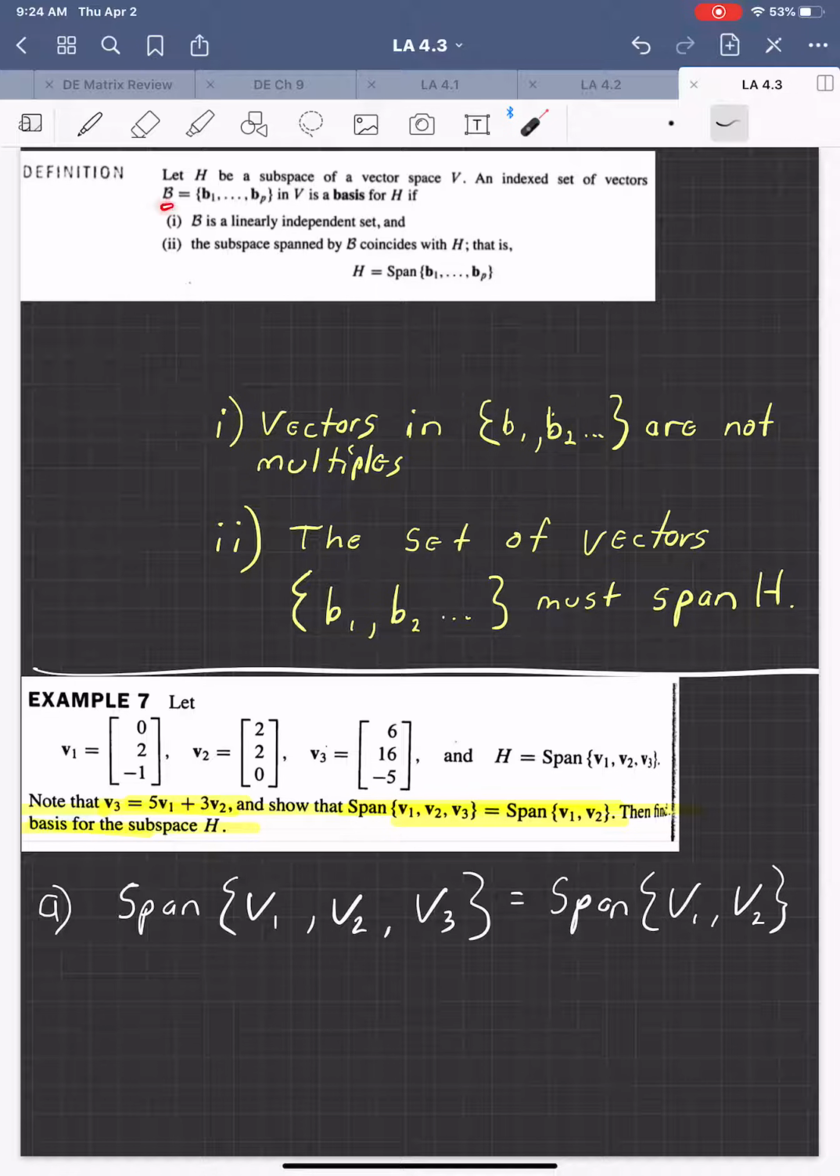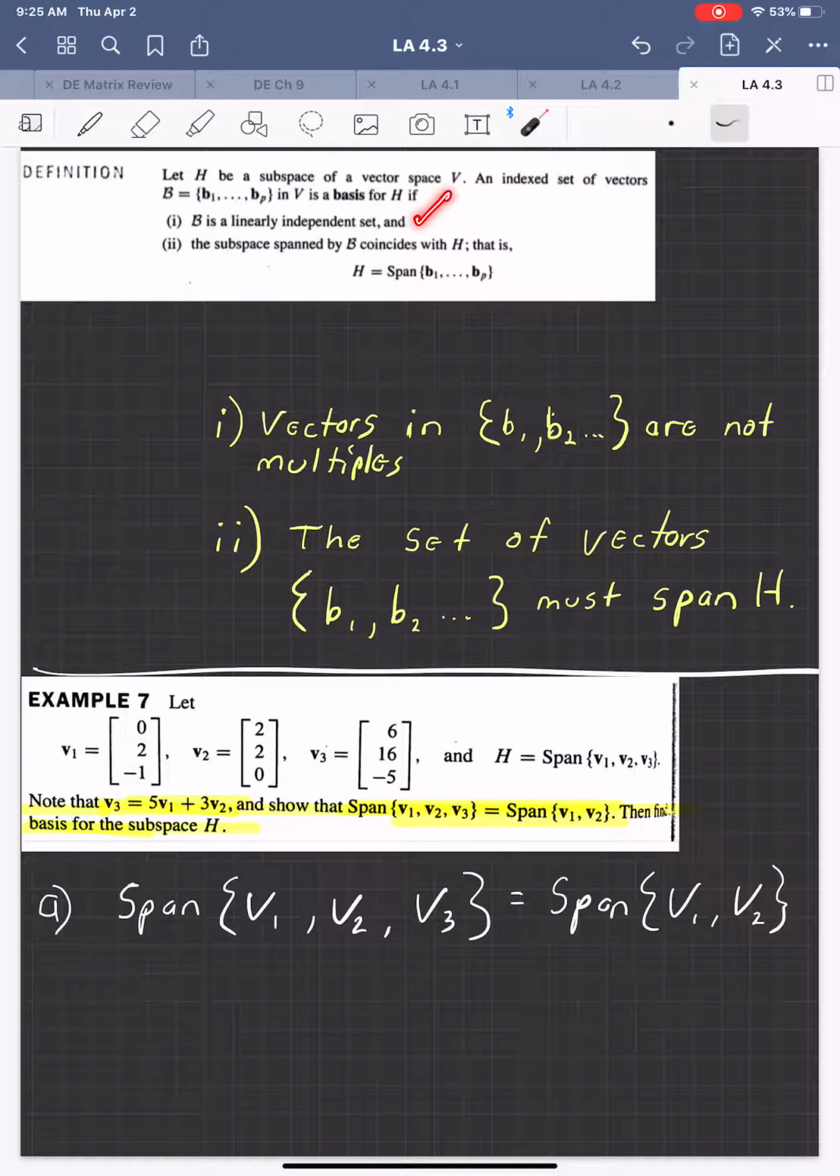Now, if you have a set of vectors, like we had i and j, but you don't have to have just two. If you have a set of vectors in V that serves as a basis for subspace H, that's the idea. So we have an indexed set of vectors, meaning b sub 1, b sub 2, b sub 3, in V, is a basis for H if, well, let's read each one and then do it in other words.